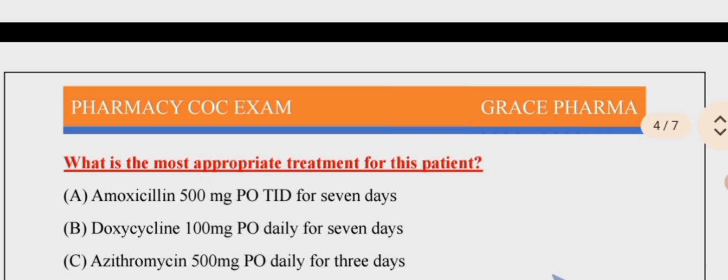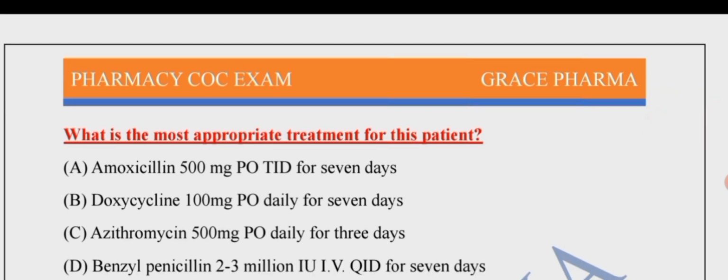A. amoxicillin 500 mg TID for 7 days. B. doxycycline 100 mg PO daily for 7 days. C. azithromycin 500 mg PO daily for 3 days. D. benzyl penicillin up to 3 million international unit IV QID for 7 days.